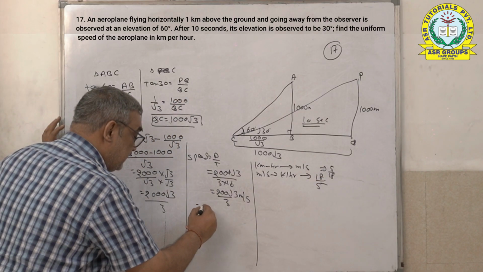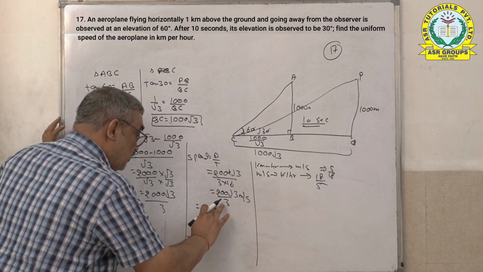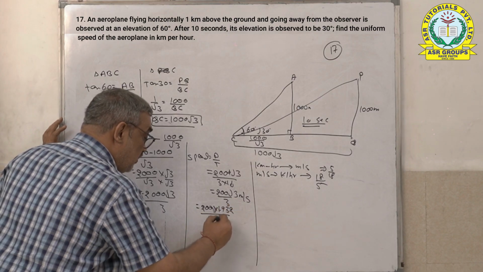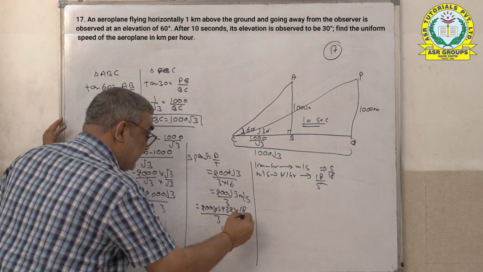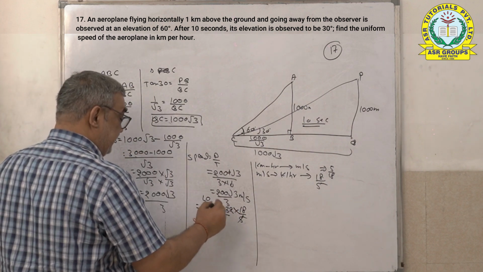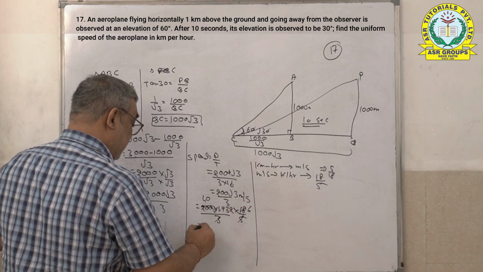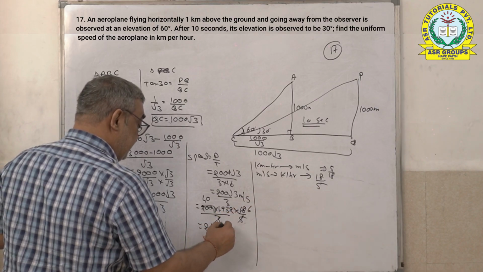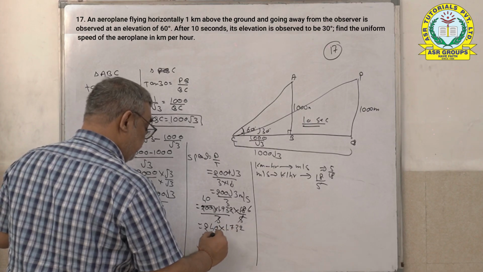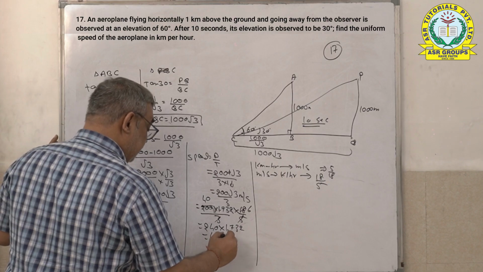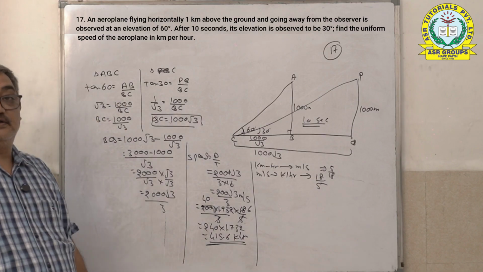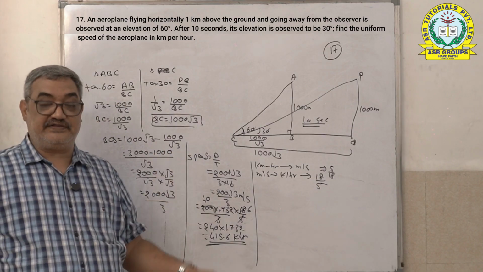So, we will convert 200 by 1.732, multiply by 18 upon 5. 5 40s are, 3 6 are 240 into 1.732. My answer is 415.6 kilometer per hour. Very important. Got it? Thanks.